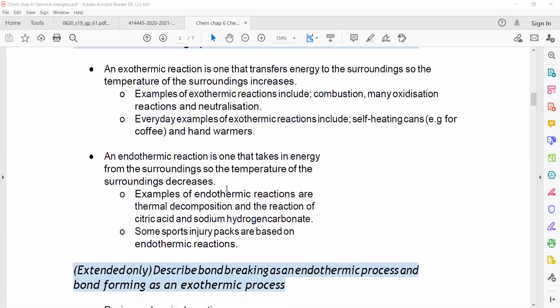An endothermic reaction is one which absorbs energy, so the surrounding temperature decreases. Endothermic reactions include dissolving and thermal decomposition.